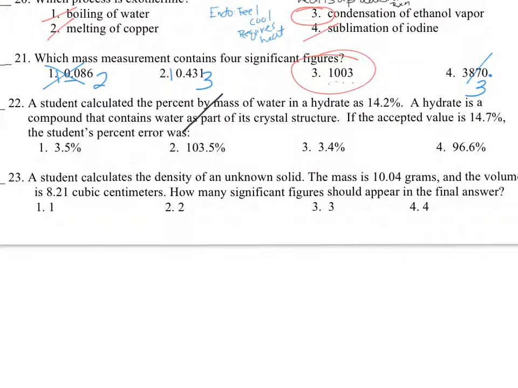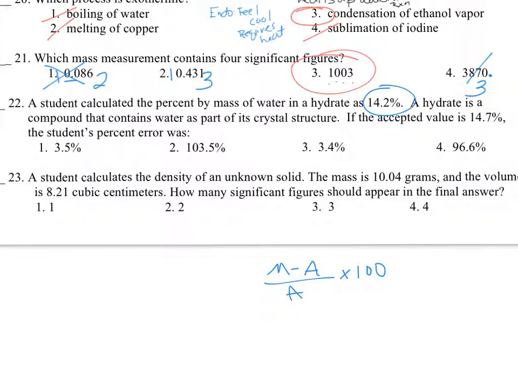A student calculated the percent by mass of water in a hydrate as 14.2. A hydrate is a compound that contains water. If the accepted value is 14.7, the student's percent error was... So we need to calculate percent error, and in order to do that, we need to know the percent error formula. So I'm going to write it down here. We have the difference from the accepted over accepted, so measured minus accepted over accepted times 100. It's in your reference table.